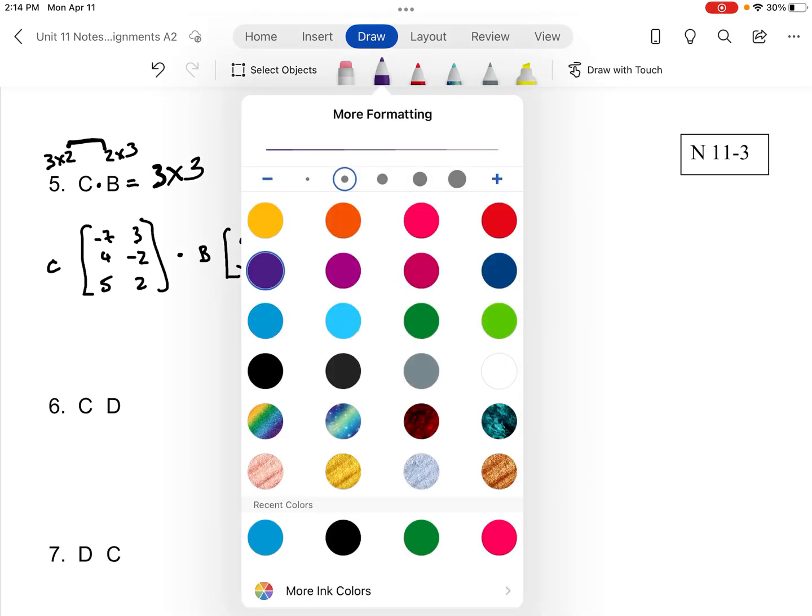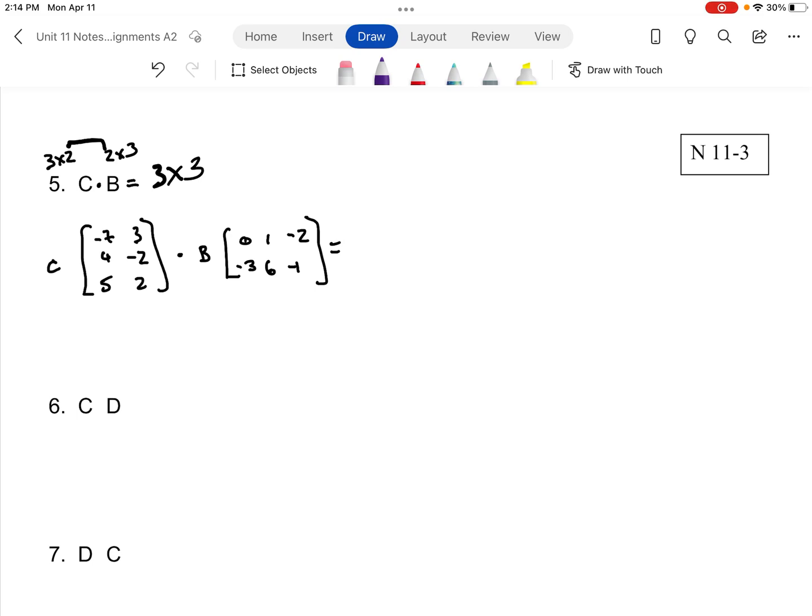Got those written down. Okay, so it is going to be a 3 by 3. It's going to be big. All right, so this first element, I'm going to take the first row times the first column. So there's only 2 things in there. Okay, so negative 7 times 0 is 0. Then I've got 3 times negative 3 is a negative 9.